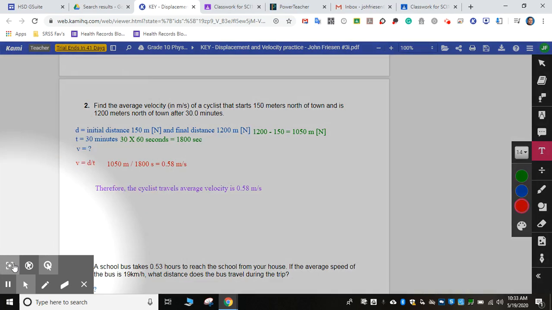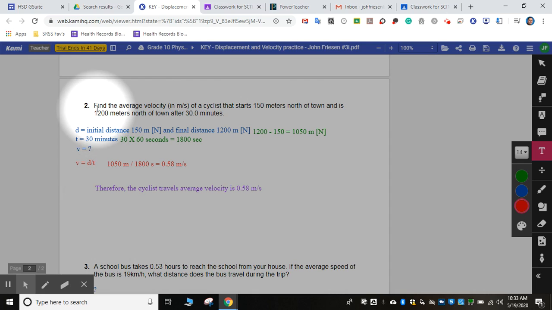All right, so let's read through this together. For displacement and velocity practice, 3I. This is the key, okay?